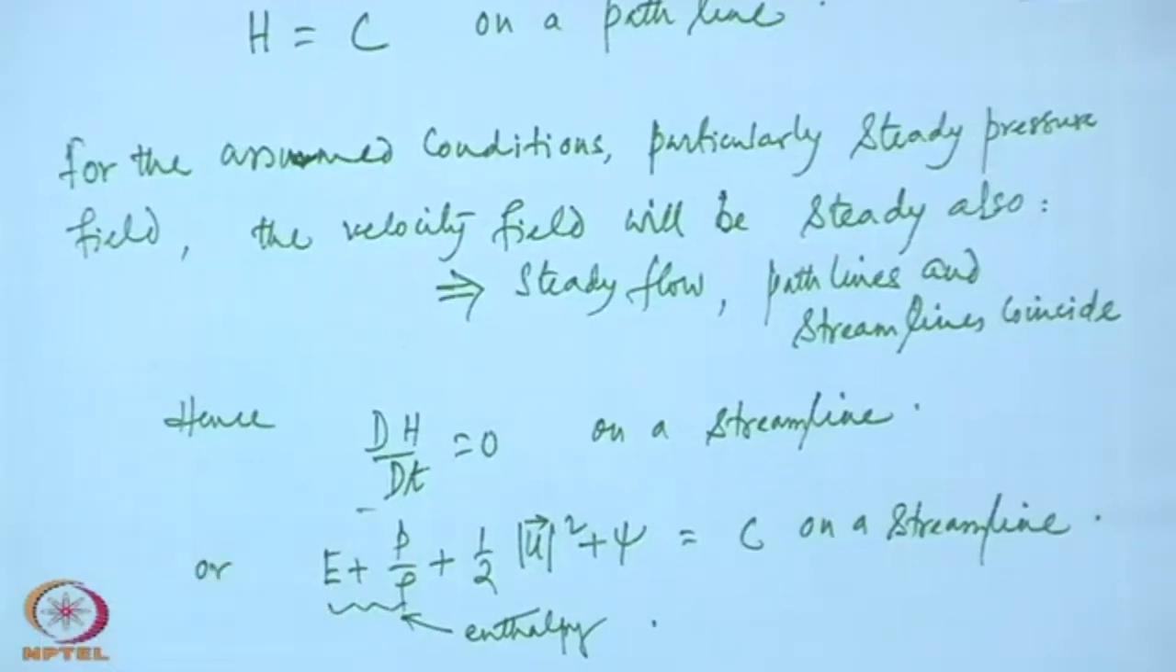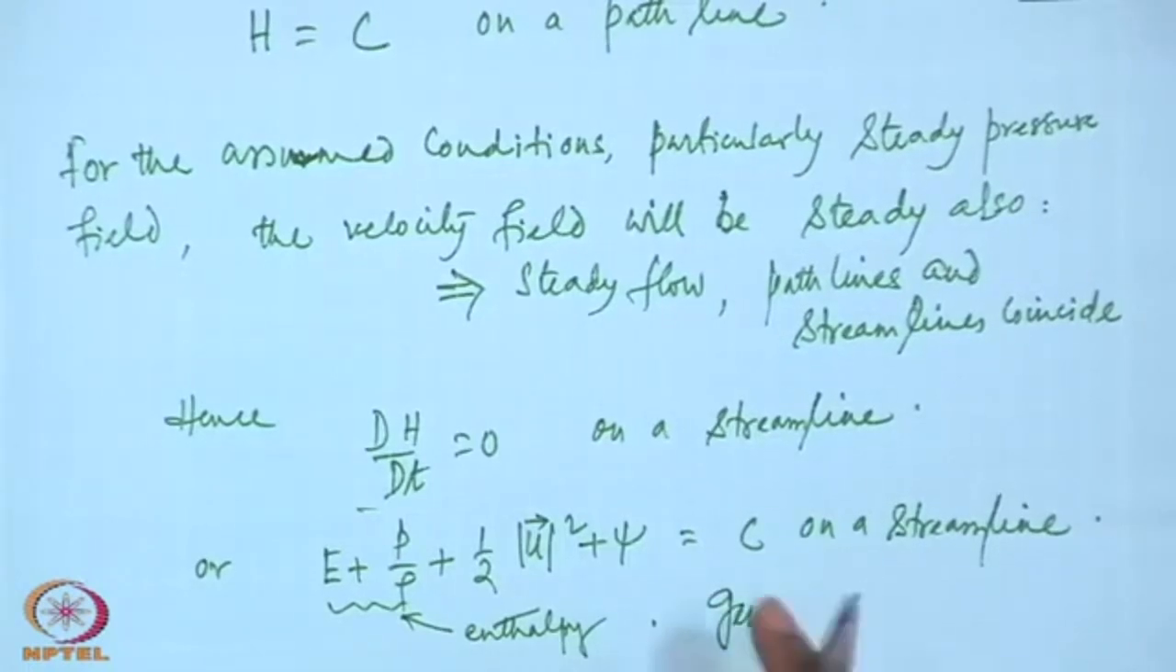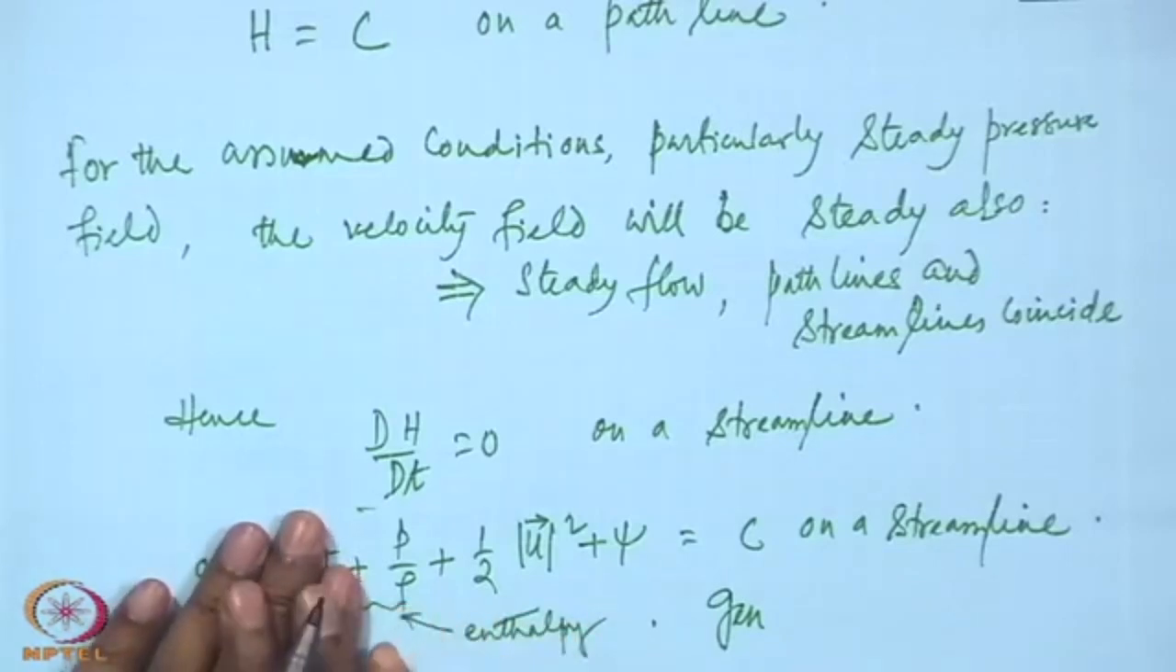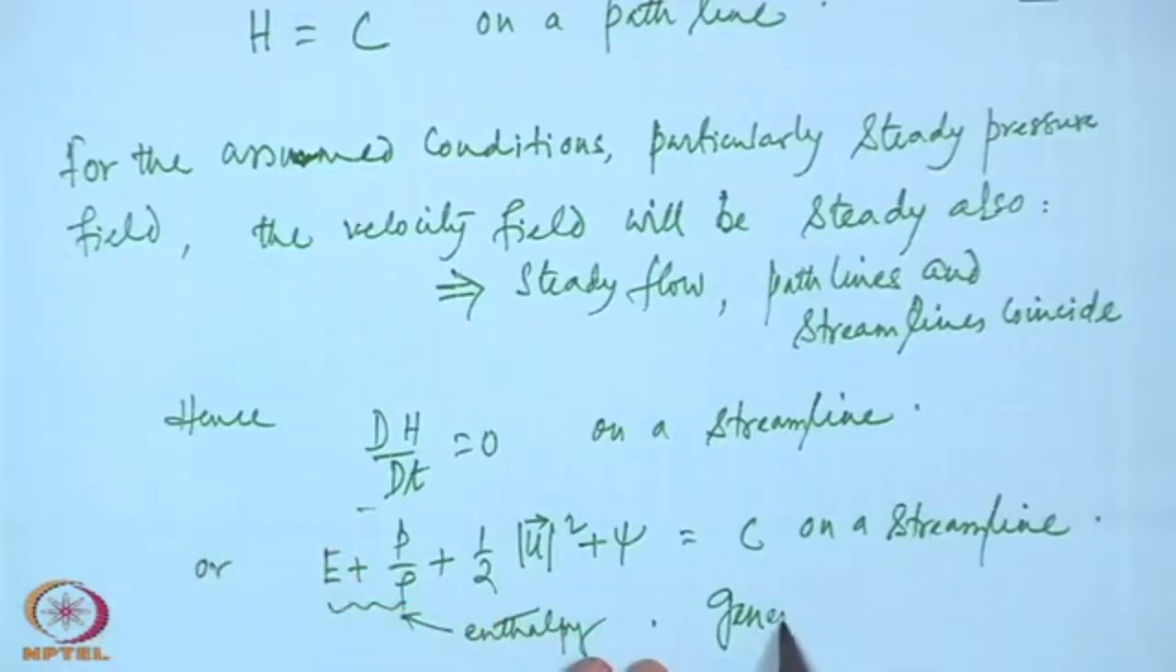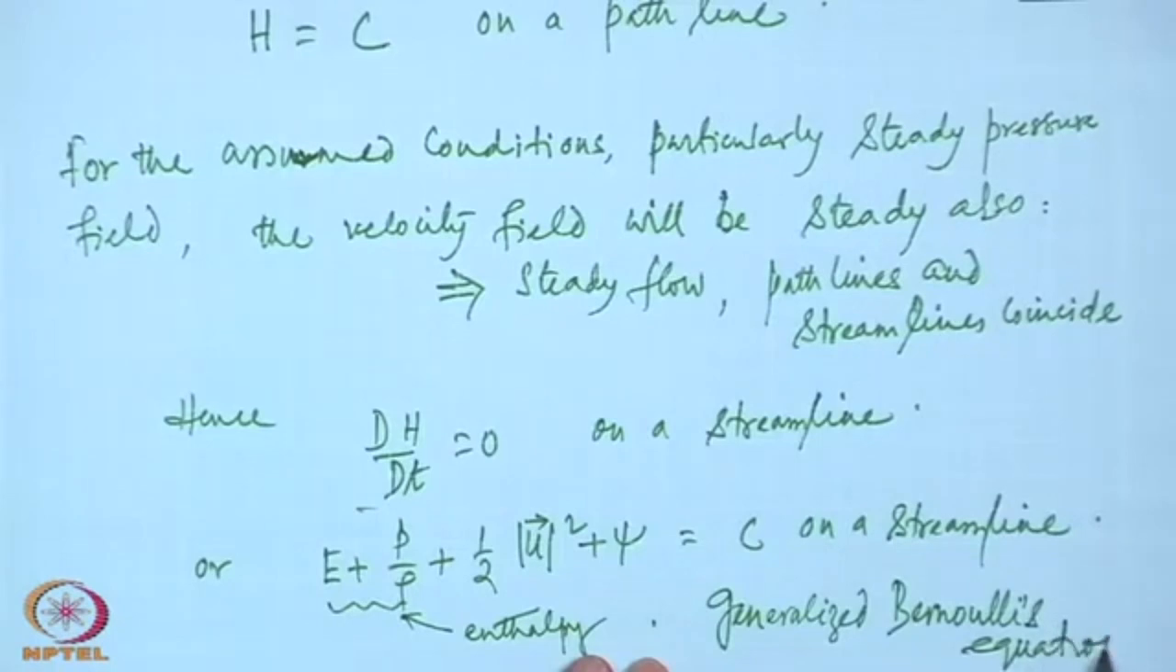Perhaps it is a little more general. So, let us call it a generalized Bernoulli's equation, or the more complete form of Bernoulli's equation, which Bernoulli himself did not derive. Bernoulli derived it without this part. We will come to that equation and see why.